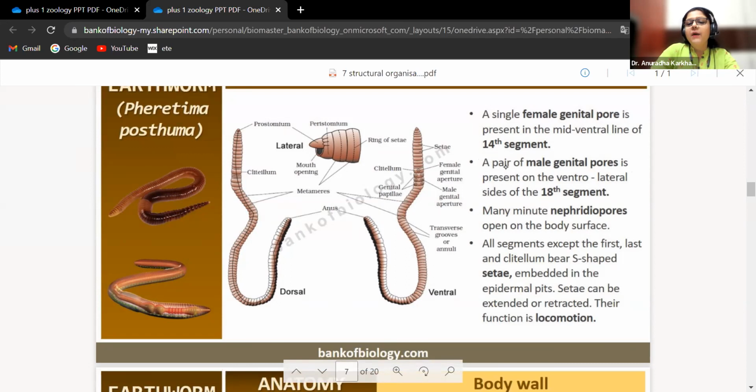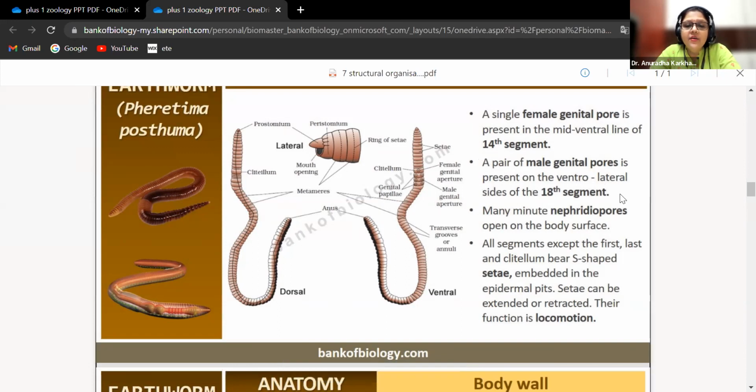Correct? A pair of male genital pores is present on the ventrolateral sides of the 18th segment. Okay, male genital pore on the 18th segment. So spermathecal openings किधर हैं? 5th to 9th. फीमेल जेनाइटल पोर कहाँ पर है? 14. मेल जेनाइटल पोर कहाँ पर है? 18. बेटा ये सारी चीजें नोट करके रखनी है, यही क्वेश्चंस आएंगे और कुछ नहीं पूछेंगे वो लोग अर्थवर्म में. They'll ask you which structure is present in which segment. Okay, so peristomium is the first segment, prostomium is the protruding part.